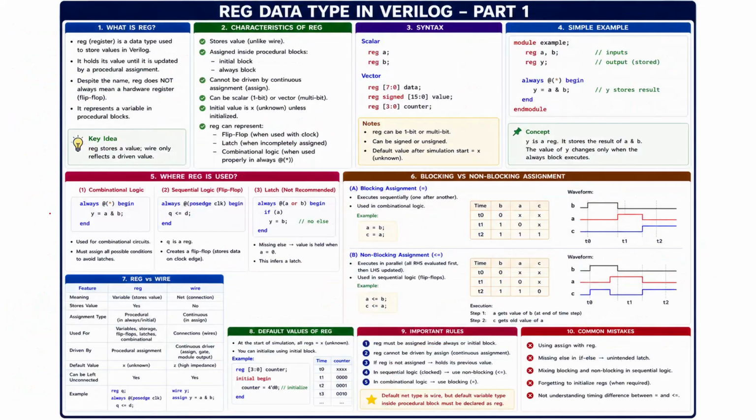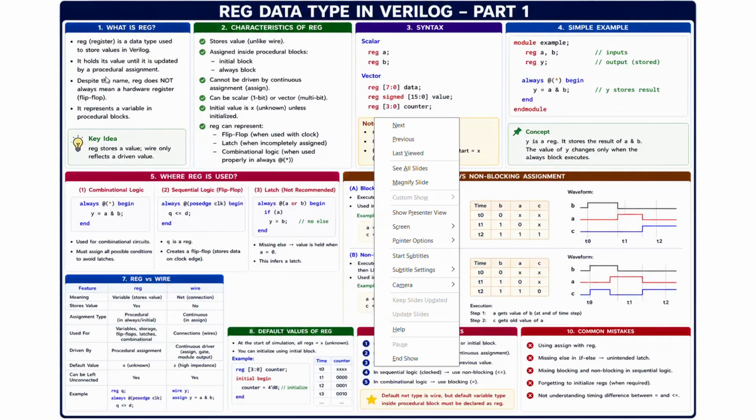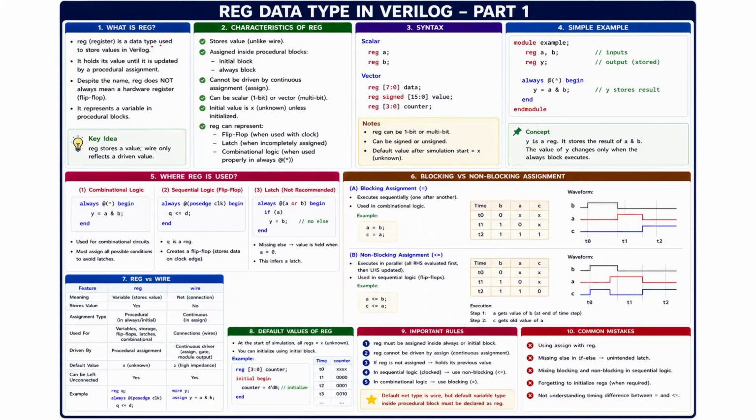And then the reg data type. What is the use of reg data type? Reg stores values, right? So it has the capability to store values. Reg is a data type used to store values, and for procedural assignments we use registers. That means inside always and initial blocks we use reg data types. The key idea is to store values. A wire only reflects the driven value.